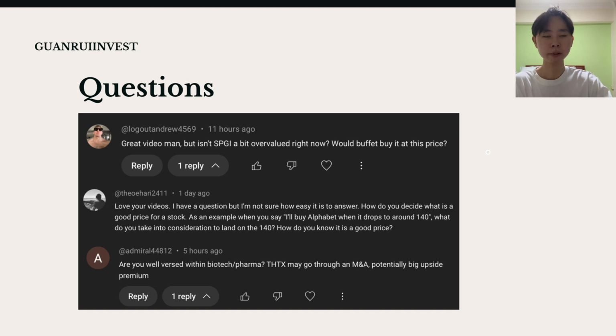That is where I got my value. So my fair value for Google right now is around $180 to $200. That is the approximation of the fair value over there. And the other valuation method that I use is your discounted cash flow analysis.